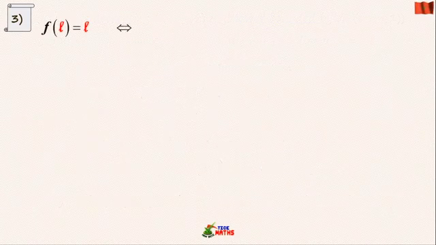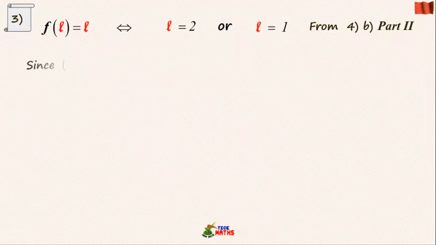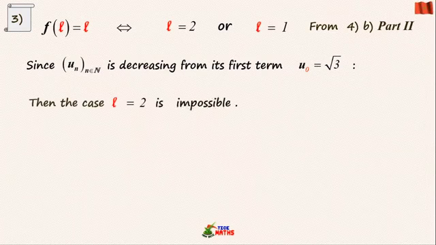L is a solution of the equation f of x equals x. So we get L equals 1 or L equals 2 from question 4b part 2. The sequence (u n) is decreasing, so all of its terms are less than its first term, square root of 3. Its limit also is less than square root of 3. That's why we eliminate 2 and conserve L equals 1.